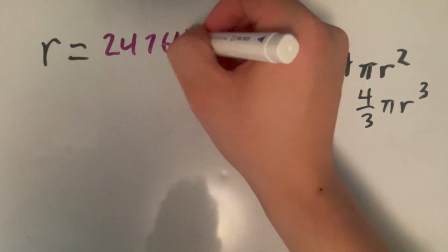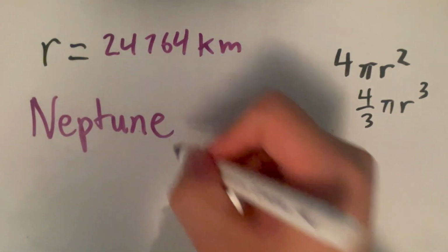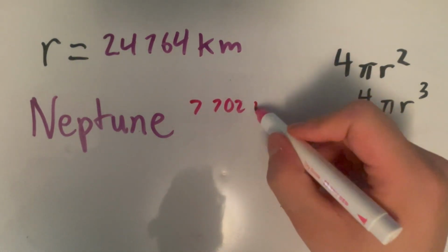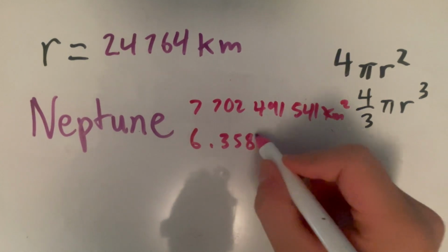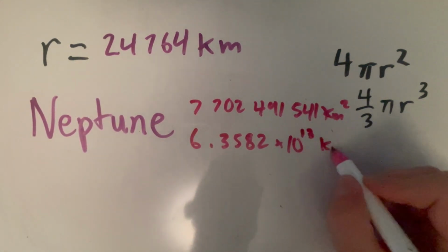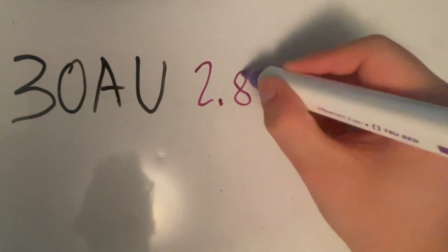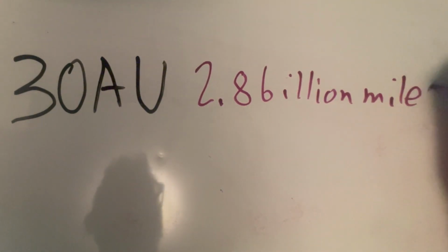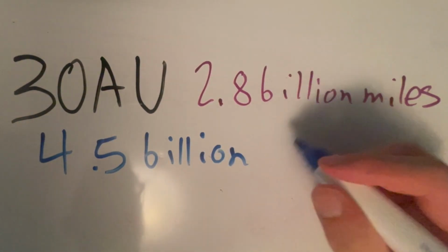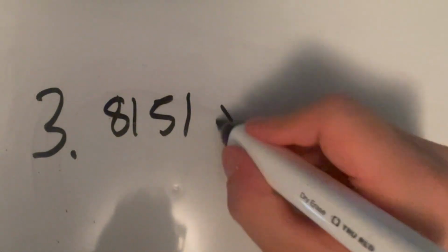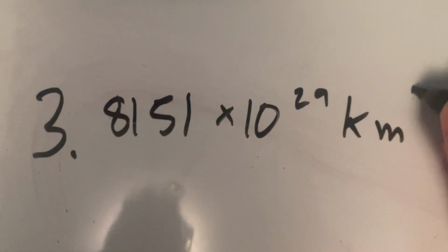Neptune has a similar radius of 24,764 kilometers. Its surface area is about 7.7 billion kilometers squared. Its volume is given by 6.3582 times 10 to the 13th kilometers cubed. We'll also use Neptune's distance from the Sun as the radius of our solar system. For our purposes, the solar system's radius is approximately 30 astronomical units, or 2.8 billion miles, or 4.5 billion kilometers. This gives it a volume of 3.8151 times 10 to the 29th kilometers cubed.